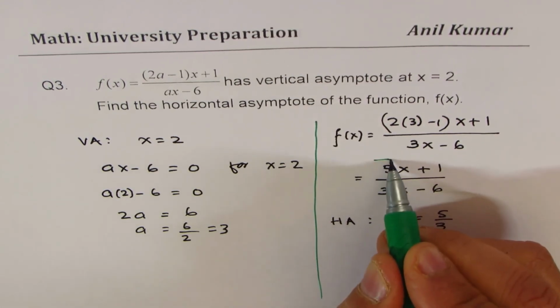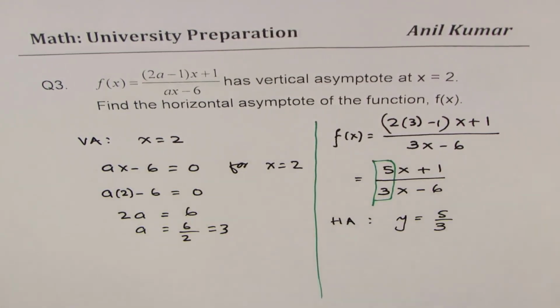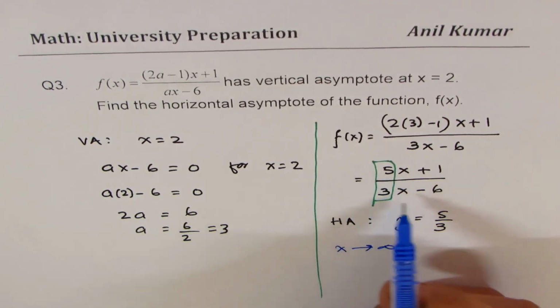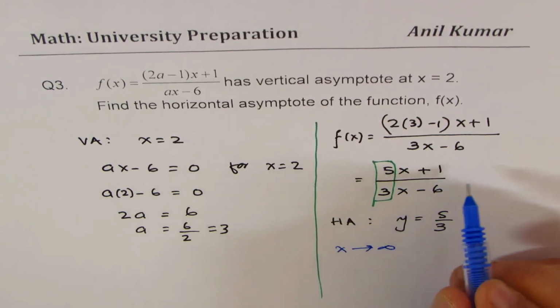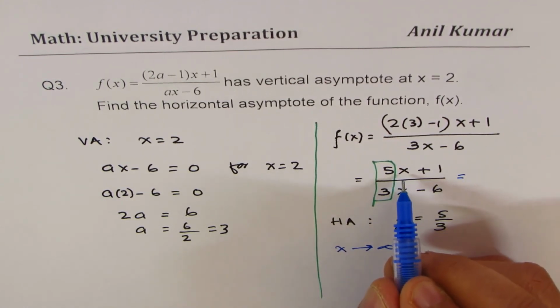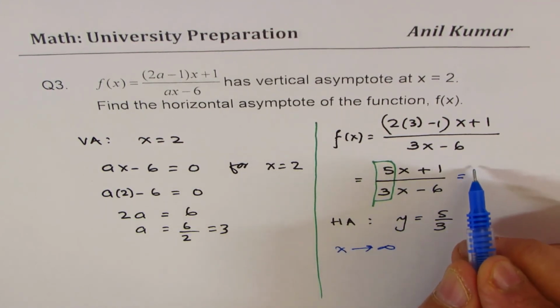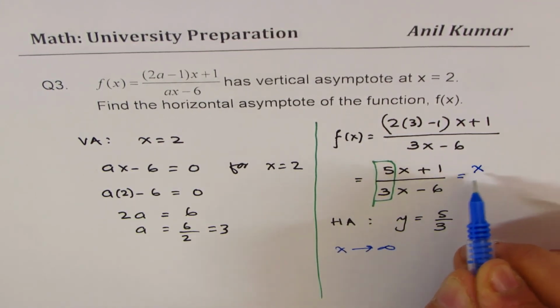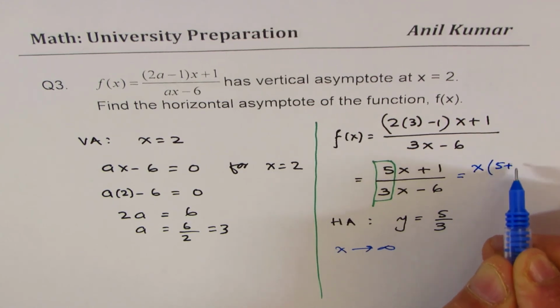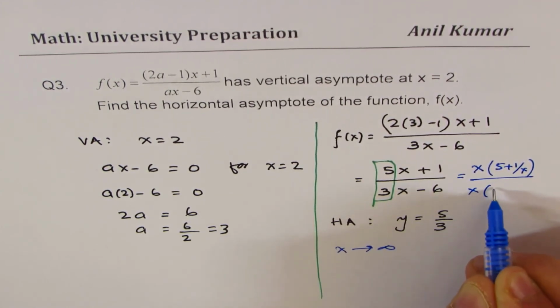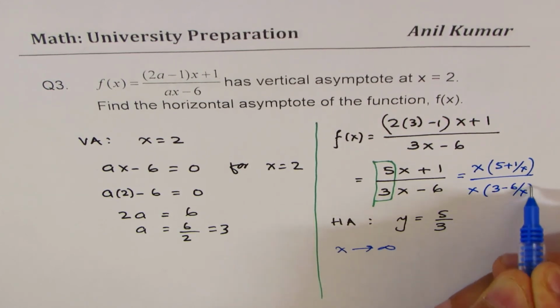This ratio, right? So how do we find it? Simple. When x is very large, correct? If x is very large, then let me rewrite this to show you how to figure this out. What you can do here is factor out x, right? If you factor out x, you get 5 plus 1 over x. And in the denominator, if you factor out x, you get 3 minus 6 over x.